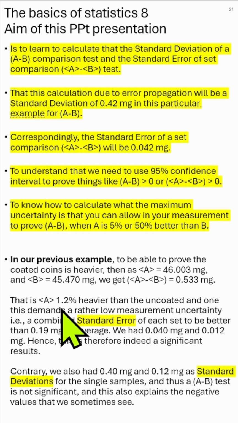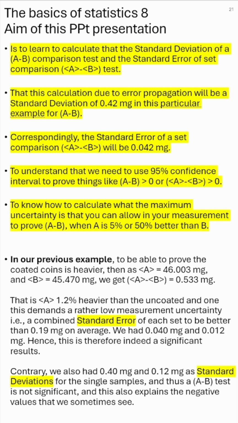So what about the combined standard error here now? The combined standard error in this case must be on average better than 0.19 milligram. And in this particular example, we had 0.4 milligram, and 0.04 and 0.012 milligram. So we are way below the threshold. So this is indeed a significant result that we're having here.